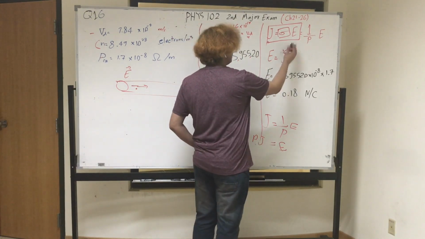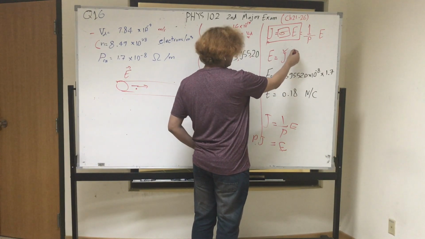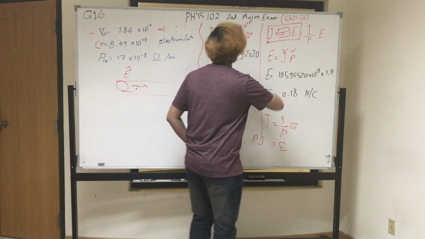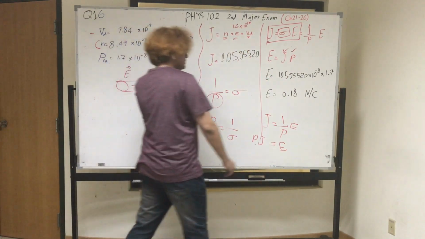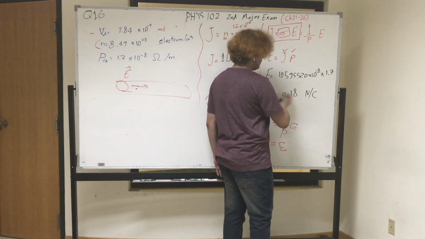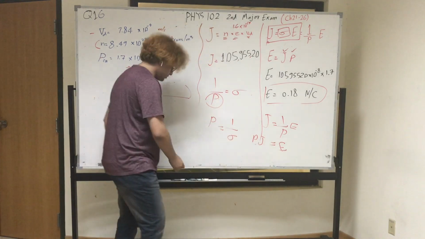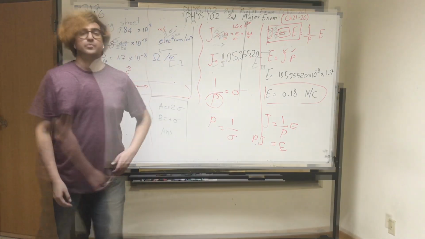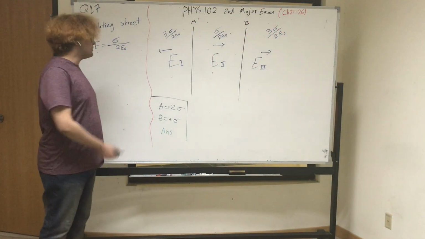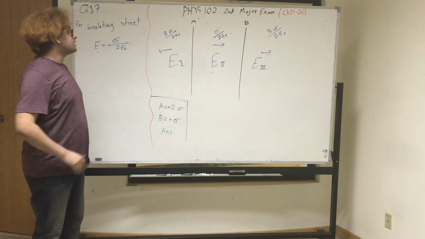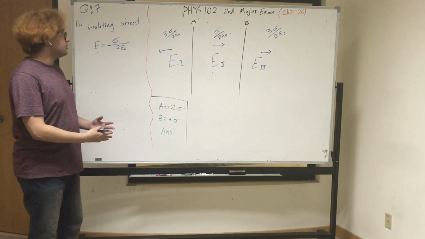So we know current density, and we know what resistivity is. Resistivity is given in the problem. So just multiply these two values and you'll get the electric field to be 0.18 newtons per coulomb. And that's your answer. Okay guys, for question number 17, it's a conceptual question and it's a reasonable question.